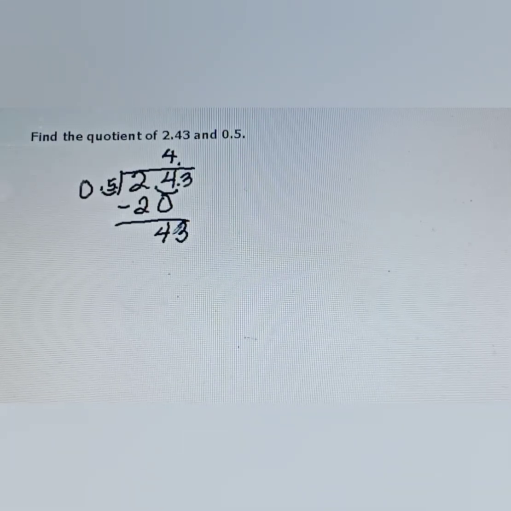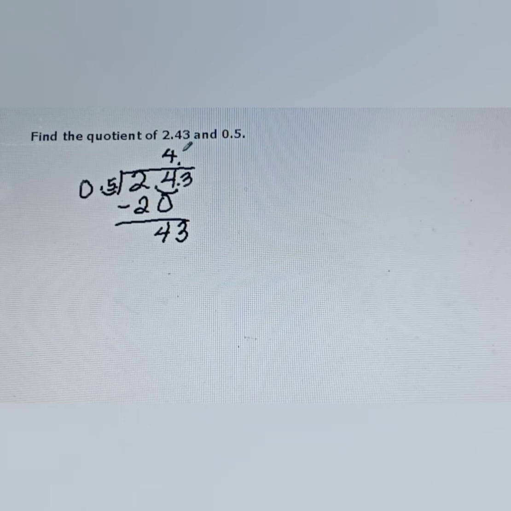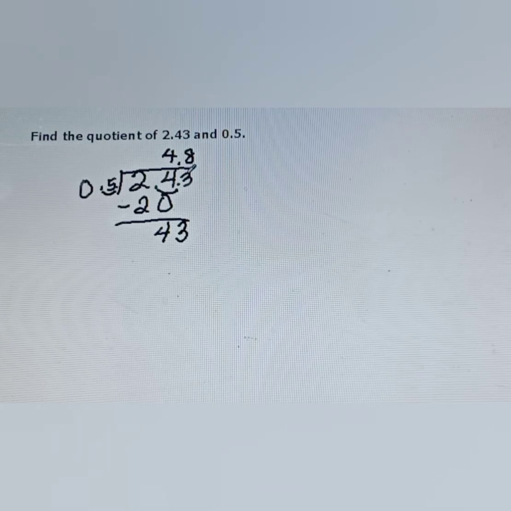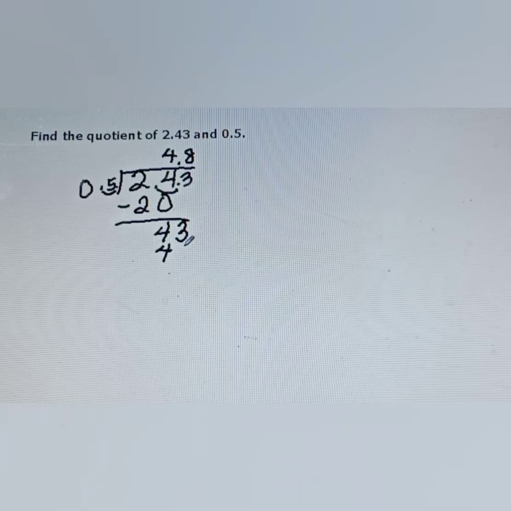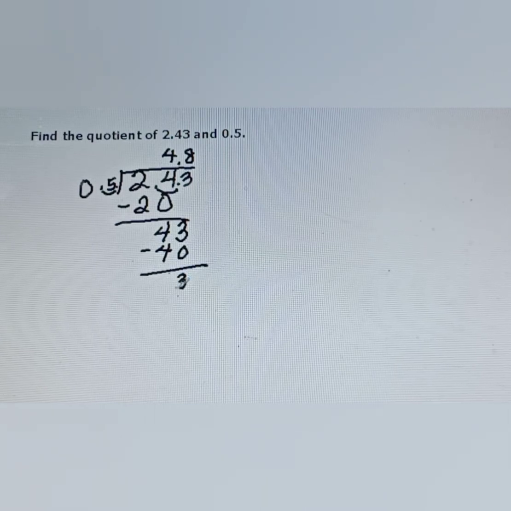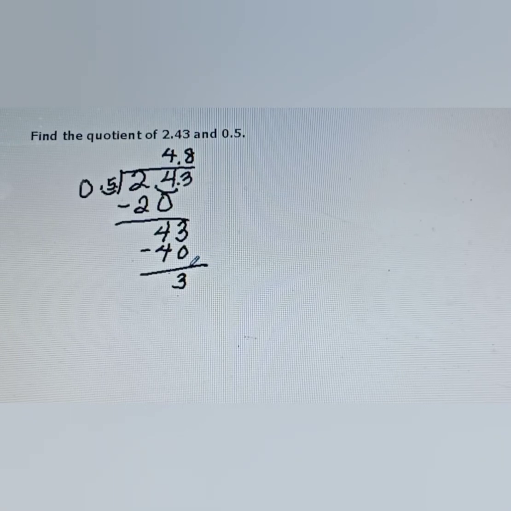Bring down the 3, so it's 43. Then repeat the same process, divide. 43 divided by 5, or how many 5s are there in 43? There are 8, correct? We write the 8 here. Then 8 times 5, that's 40, correct? Let's write 40 here. Then we subtract. You get 3. Now, in dividing decimal numbers, we cannot say this is the remainder. We cannot do that. So what do we do? Continue dividing.